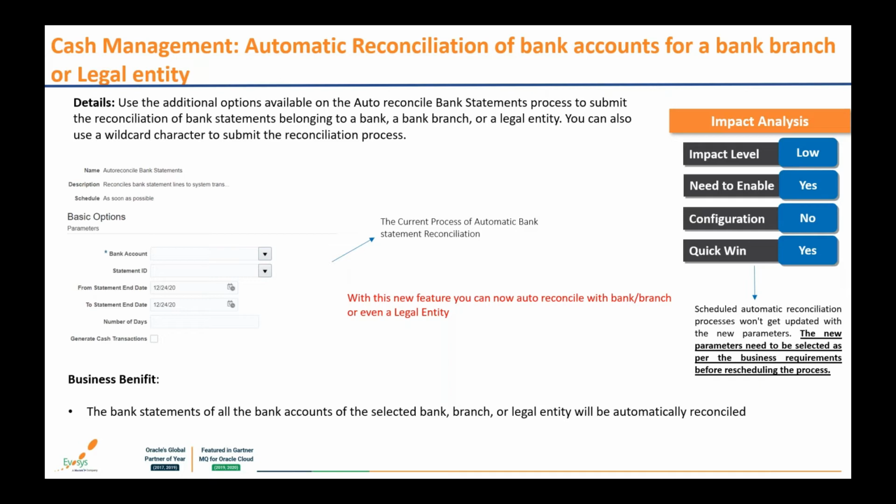If I want to run for a particular branch, I can do that. Or if I want to run for a legal entity, I can run for a single legal entity. I just need to enable this feature, but it's available as a quick win.